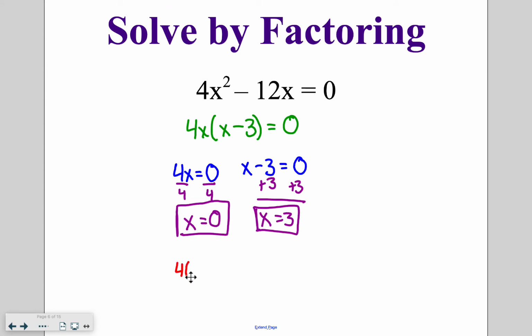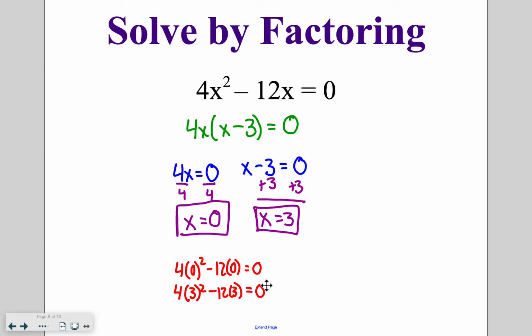You could plug the first one in and do 4 times 0 squared minus 12 times 0, and that is in fact going to give you 0. You could plug in the second answer and do 4 times 3 squared. 3 squared is 9, times 4 is 36, minus 12 times 3, which is also 36. 36 minus 36 equals 0.